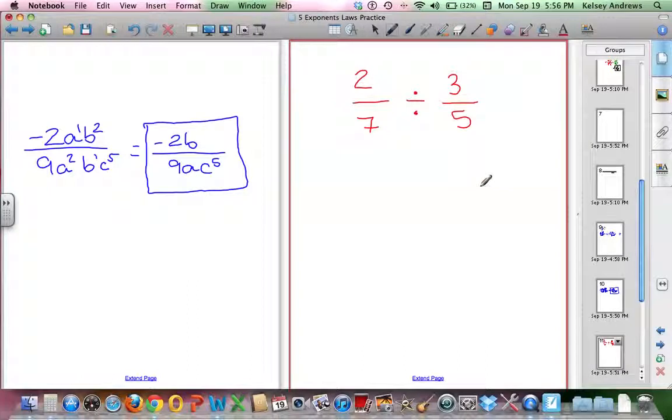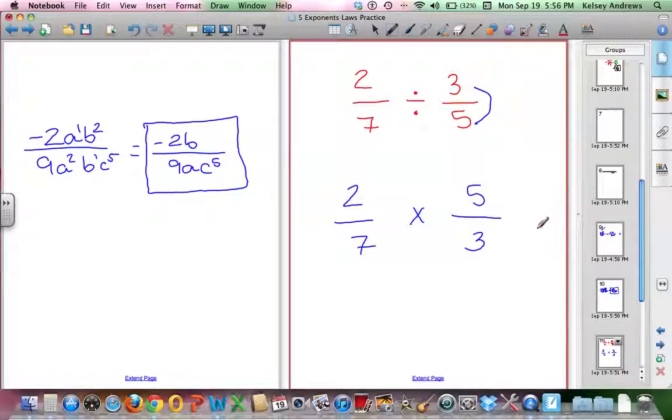Okay, the next one that we have is a division problem. Before we do the next one, we're going to just review quickly how we divide fractions. Remember, if you had 2/7 divided by 3/5, to do that you would multiply by the reciprocal. So we leave the 2/7 the same. Keep it. And then change the division to multiplication. And then multiply by the reciprocal, which is 5/3.